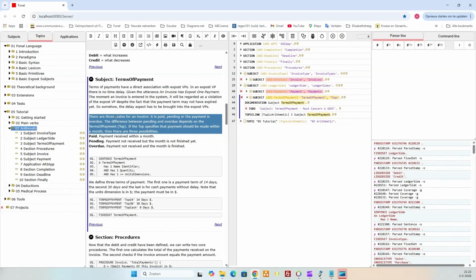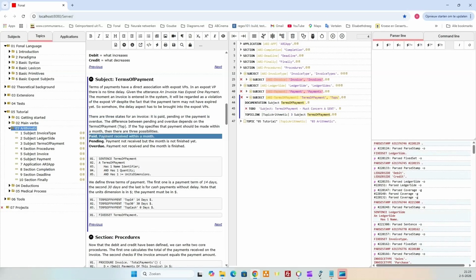There are 3 states for an invoice. It is paid, pending, or the payment is overdue. The difference between pending and overdue depends on the terms of payment, top. If the top specifies that payment should be made within a month, then there are 3 possibilities. It is paid. Payment received within a month. It is pending. Payment not received but the month is not finished yet. It is overdue. Payment not received and the month is finished.